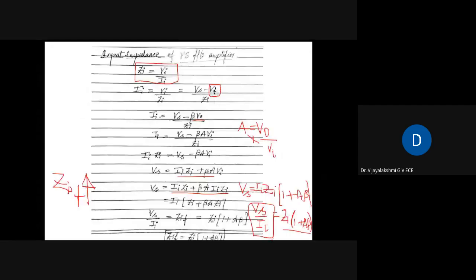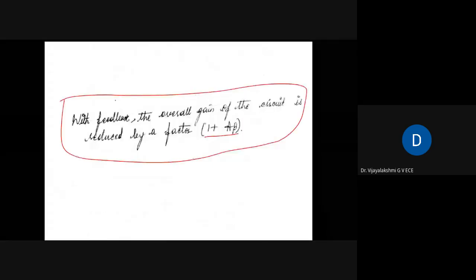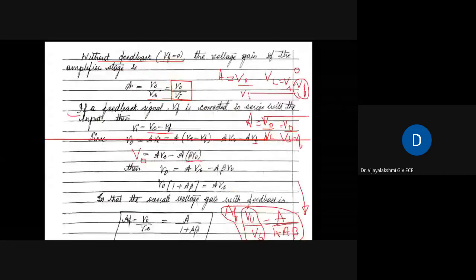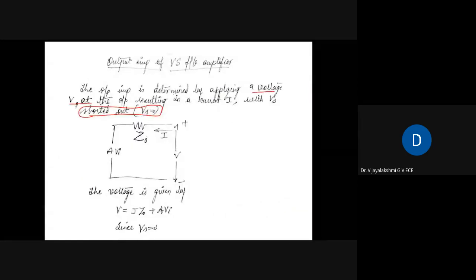Where are we doing this? Please refer to this circuit here. In this circuit we are applying the voltage V at the output and we are making this Vs equal to 0. For simplification, I just showed you this output part. So we are applying the output voltage V that results in the current I, and we are making Vs equal to 0 at the input. And this Z0 indicates the output impedance of the circuit.